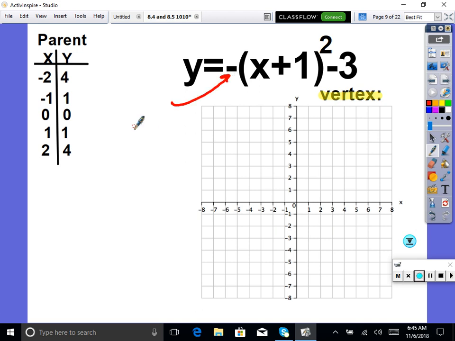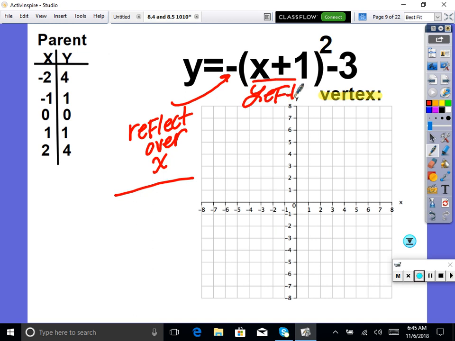So in words, we would say that's a reflection over x. Reflect over x. Then after that, it's left 1. This is important to see, and then down 3 units. Can anyone tell me my vertex without graphing it? -1, -3, right? -1, -3.